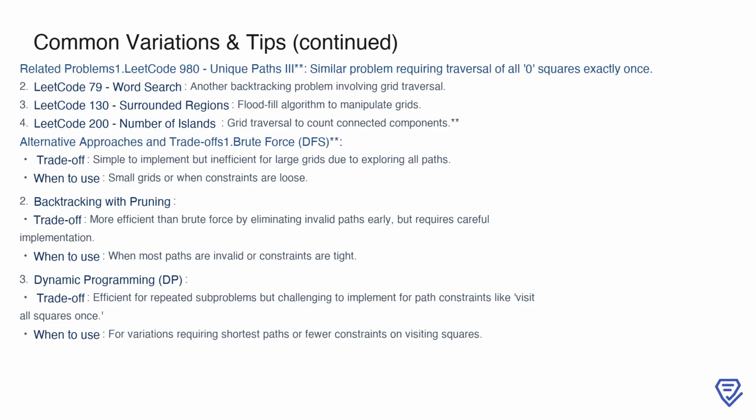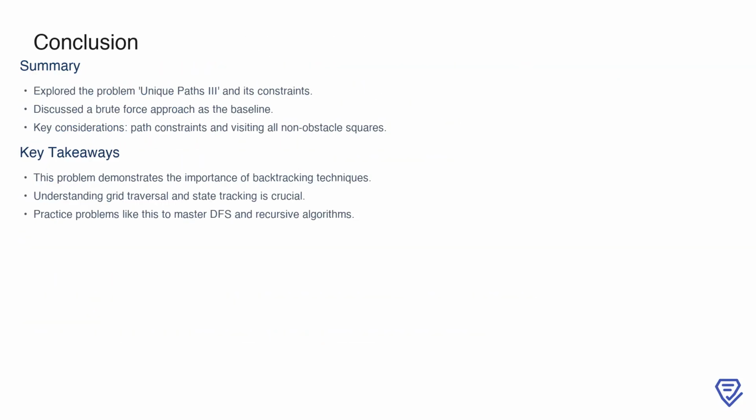Dynamic programming is another approach, especially for problems involving repeated subproblems, but it can be tricky when dealing with constraints like visiting all squares exactly once. This method is particularly effective for variations that require the shortest path or have fewer constraints. By understanding these approaches and their trade-offs, you'll be better equipped to handle both the problem at hand and any modifications that might arise.